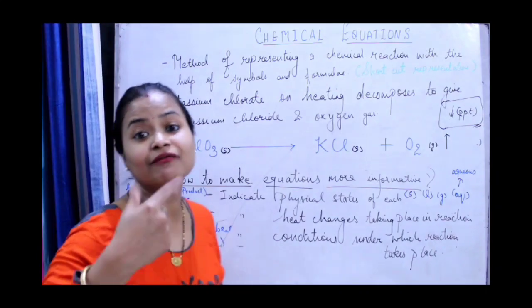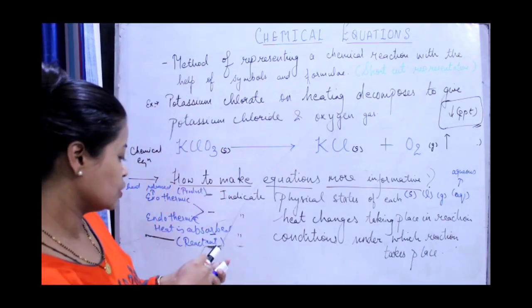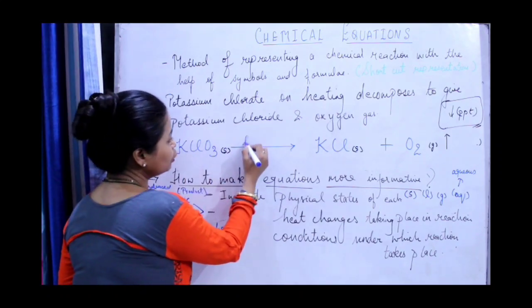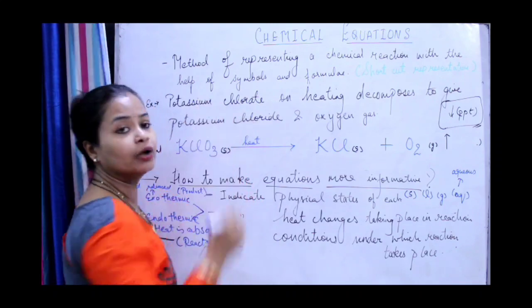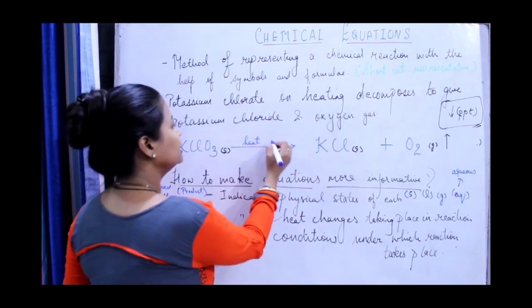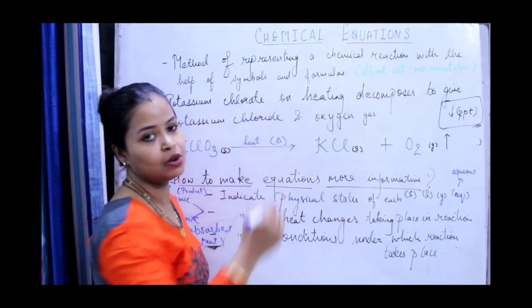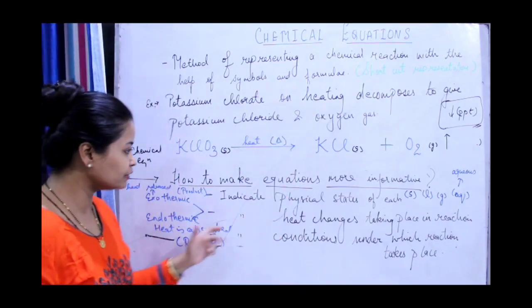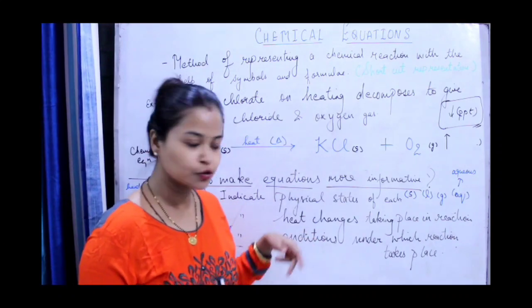Endothermic, because we are giving the heat. Heat is absorbed. Okay, so we should write the heat on the reactant side. I can also write it over here on the arrow, which itself means that it is on the reactant side. Heat is sometimes represented by a del also, like this. Now I hope you are clear with this second point also.